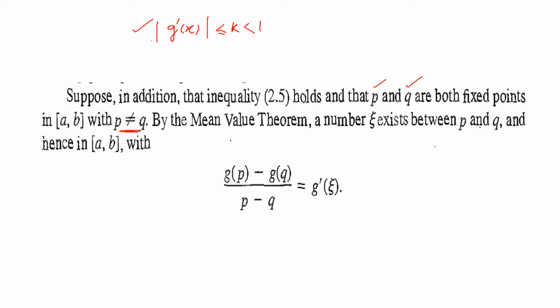By mean value theorem, there exists eta between p and q, which is in [a,b], with this condition that the secant line and the tangent lines are parallel.